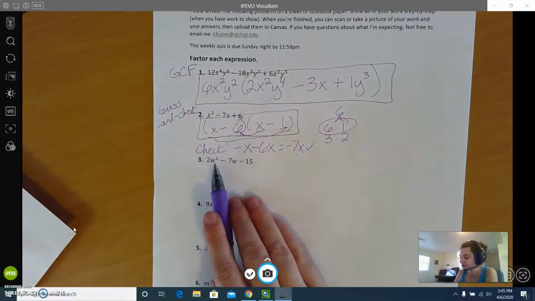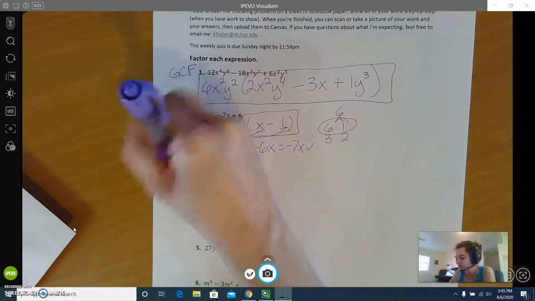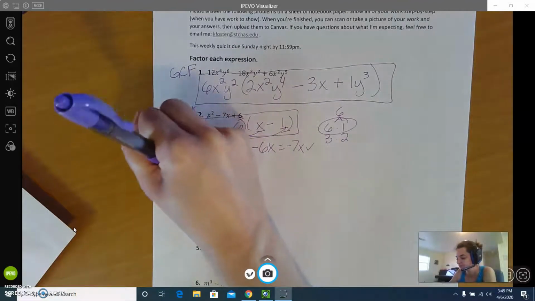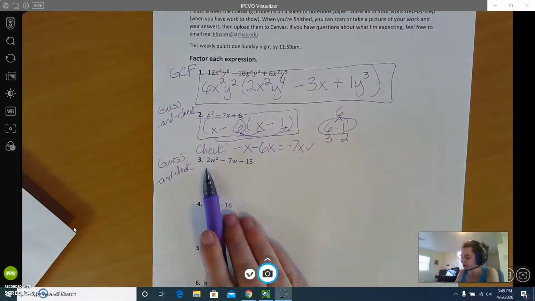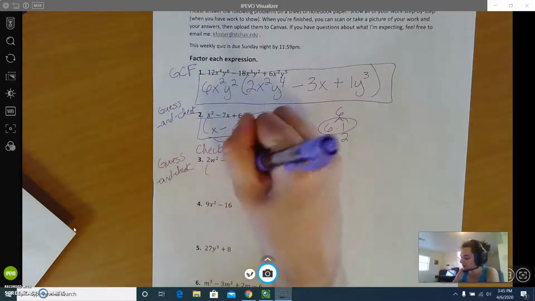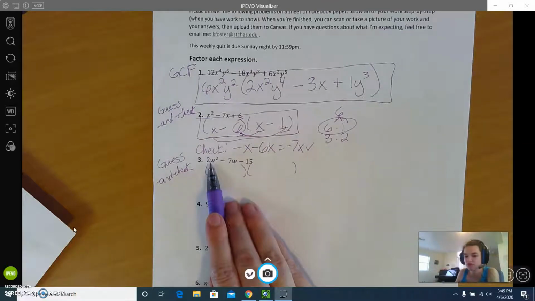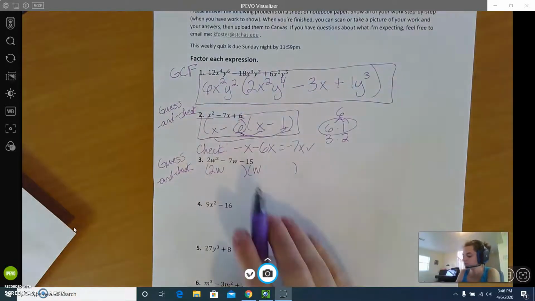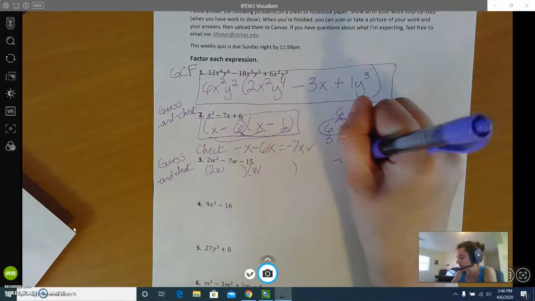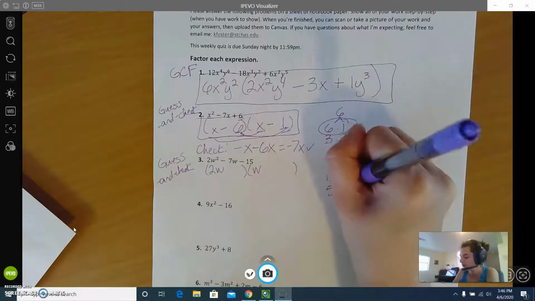Next up is another trinomial, so we're still going to do guess and check, which means we're doing the exact same procedure as we had up top. With this one, I'm going to start out with my two parentheses. So my first term should multiply to give me 2w squared. Luckily, it's prime, so I only have one option, which would be 2w and 1w. For the minus 15, my options there are 15 and 1, or 5 and 3.